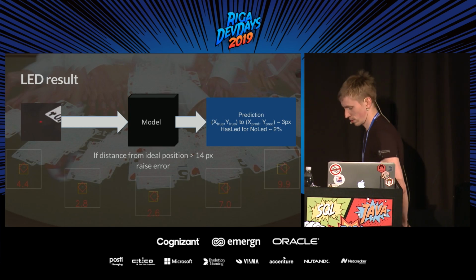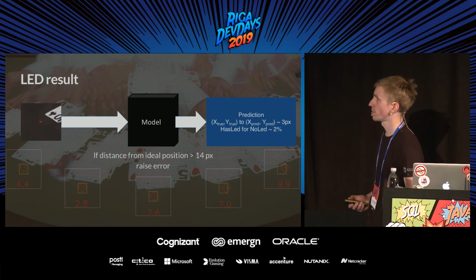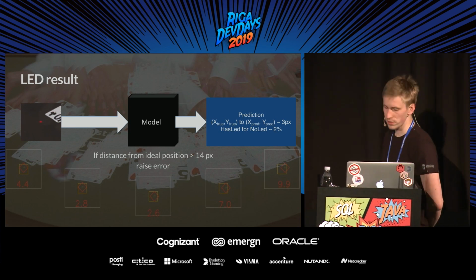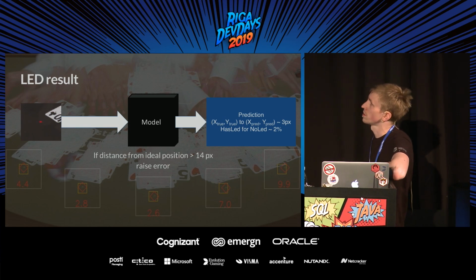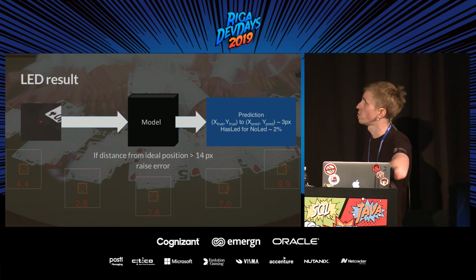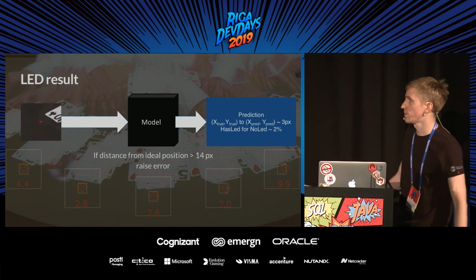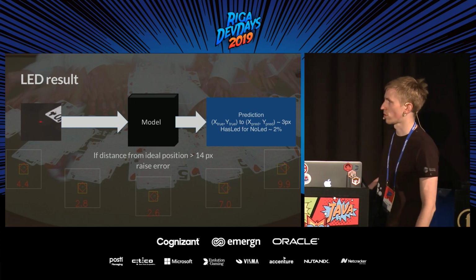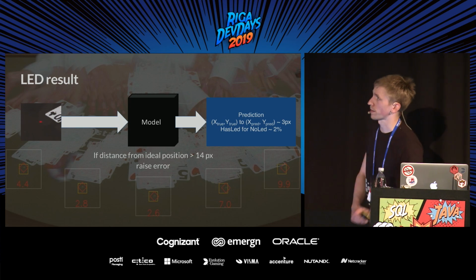And how the algorithm looks in the end: we just grab one block of the image, put it in the model and ask, hey, where is the LED, and is it there or not? And we get the precision of 3 pixels, as I said before, and 2% error for LEDs or no LEDs. And if the correct LED position was more than 14 pixels away from the target position, then we counted this test as failing.